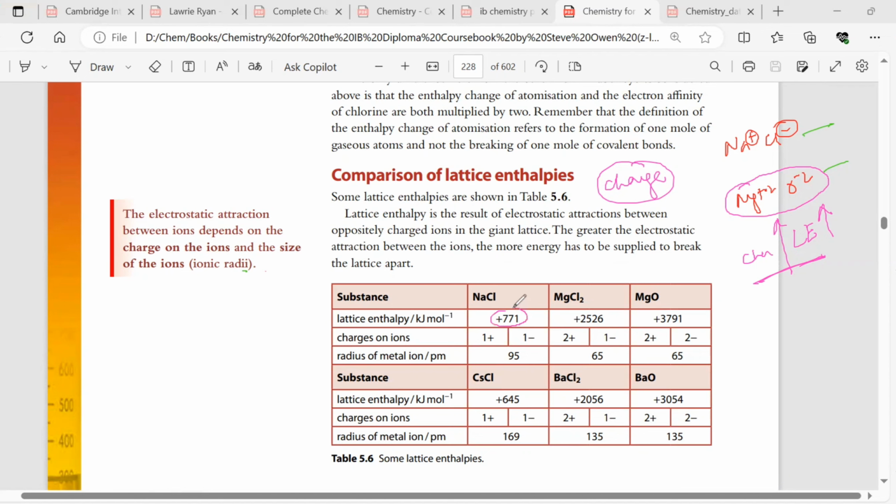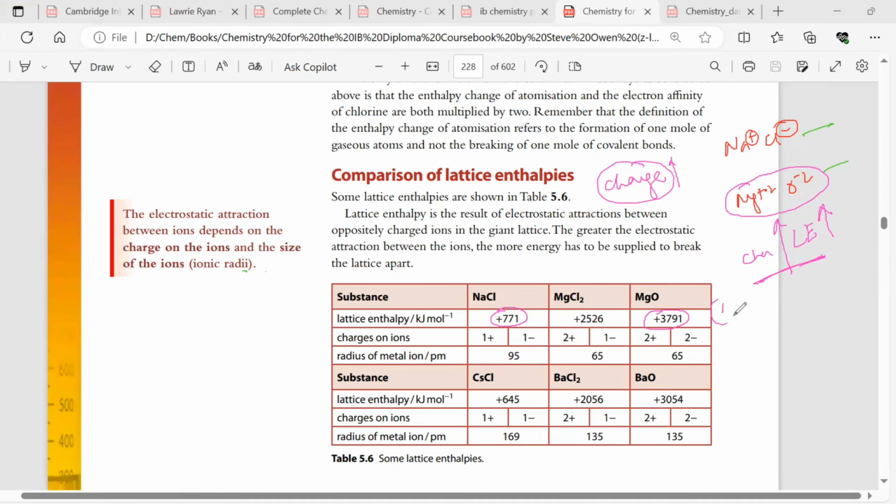See, plus 771 for NaCl, and Mg is having plus 3791. It actually increases exponentially, not directly proportional. So this is a very important part. Whenever we are looking at the lattice enthalpy, it depends upon the charge of the ion. The higher the charge of the ion, the more the lattice enthalpy will be. This is very important.